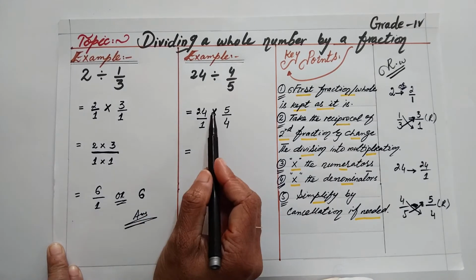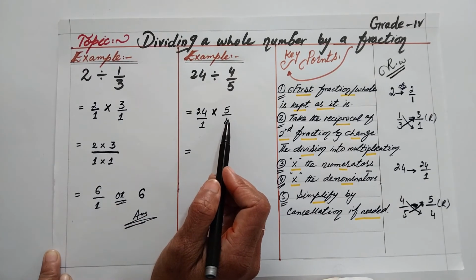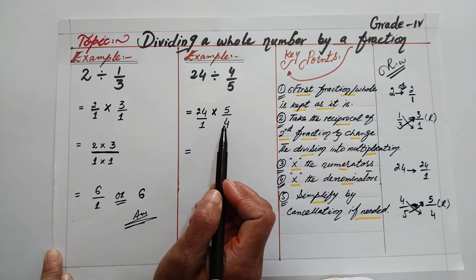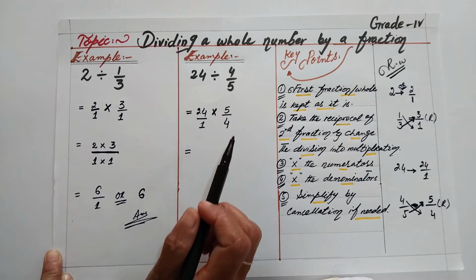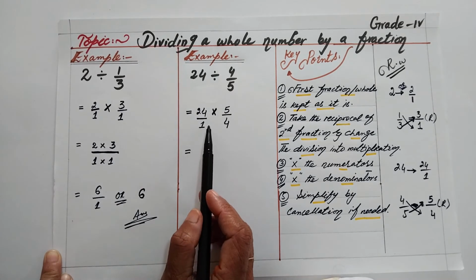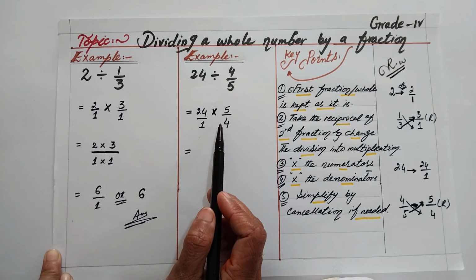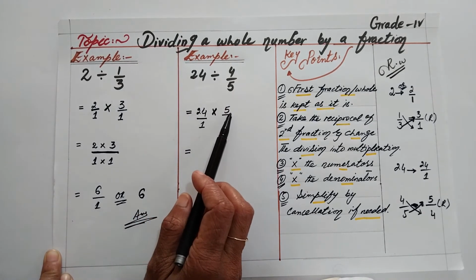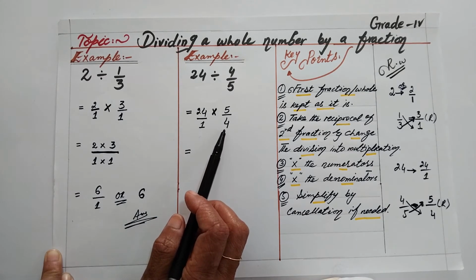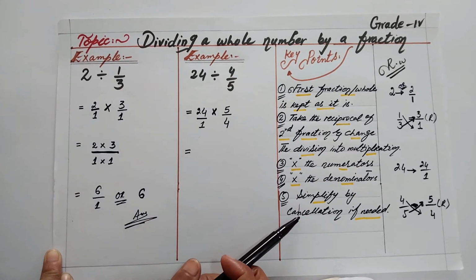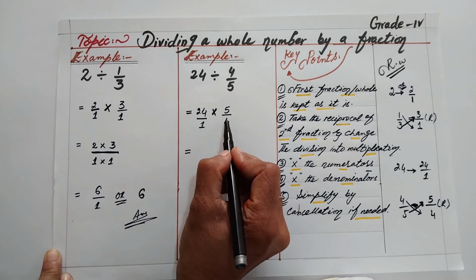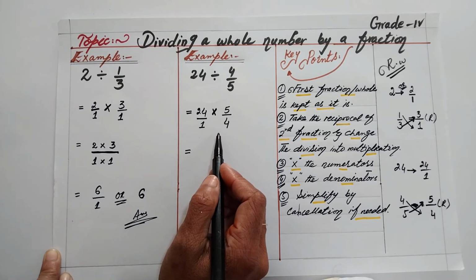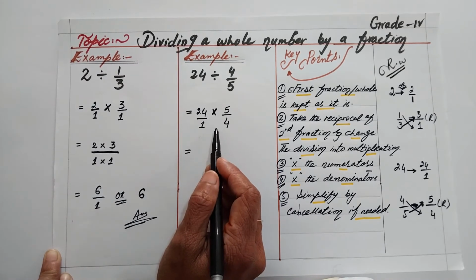As I told you, after taking the reciprocal, you can simplify the numerators and denominators. If there is any possibility of cancellation, you can cancel out the numerator and denominator by the common factor, or you can multiply numerator by numerator, denominator by denominator, and then simplify the fractions. The best way is to check the common factor, which will reduce the values so you can easily multiply the numbers.